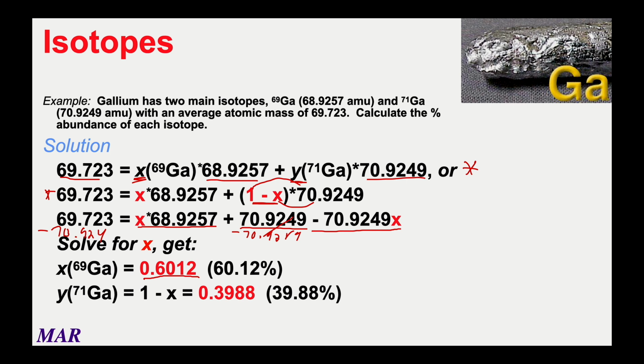We can go back and find Y equals 1 minus X. So 1 minus 0.6012, you end up with 0.3988, and that of course would be 39.88% abundance for the gallium-71. So this is kind of a cool technique. It only works when you have two isotopes and you don't know their percentages. If you have three, you've got to go back to the drawing board. But with two of them, this works really well. Make sure you know how to do it. It's kind of a cool little technique to be able to master.